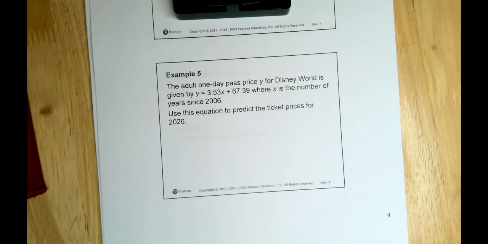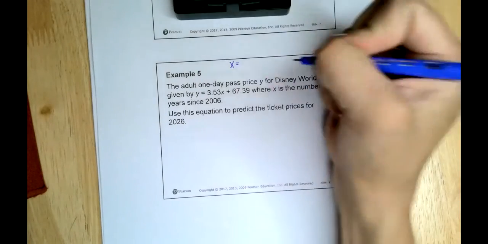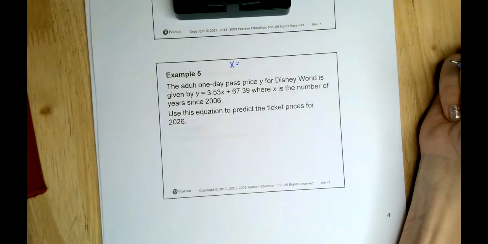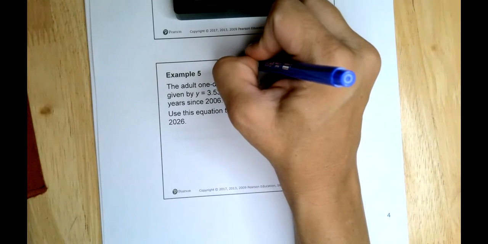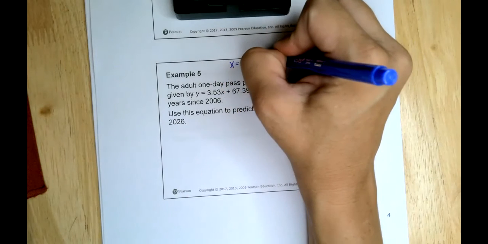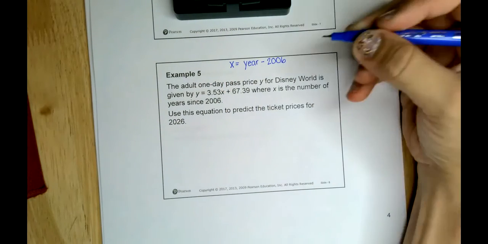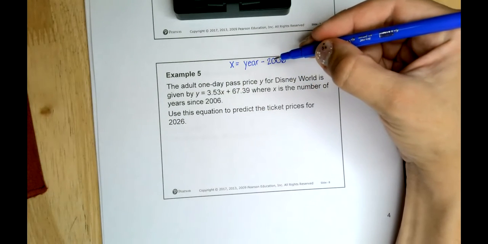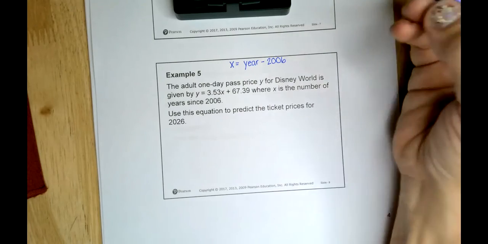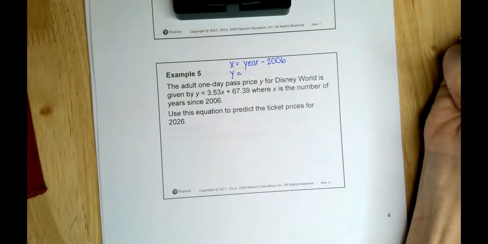So first, let's name X and Y, okay? X is the number of years since 2006. I think it's easier to say that that is year minus the number 2006, right? Because if I'm trying to find 2007, that's been 1 year since 2006. So I would say 2007 minus 2006, right? And I'm going to say Y is the price.